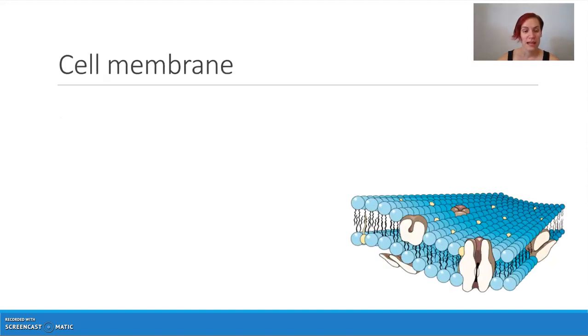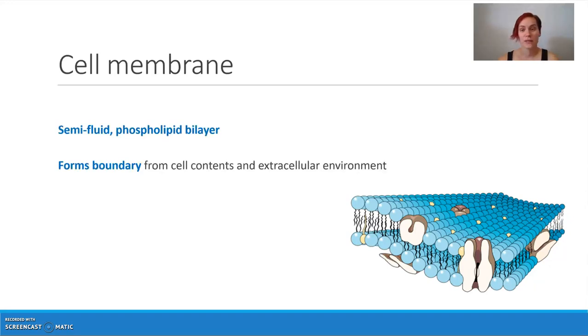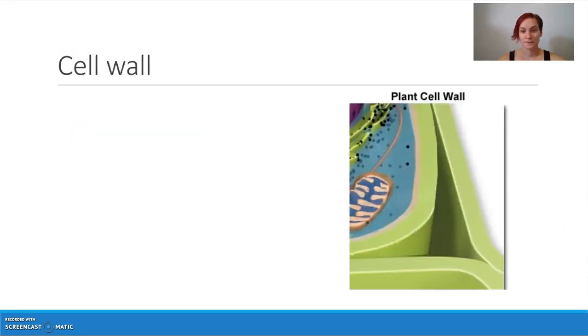And our cell membrane is the first thing we need to know about, and we'll learn a lot more about that down the track. It is semi-fluid, it is a phospholipid bilayer, and it forms a boundary. Okay, it's really important that it regulates what's coming in and out of the cell. And we talked about surface area to volume ratio. This is the thing that is doing all those exchanges that mean that the surface area are really important.